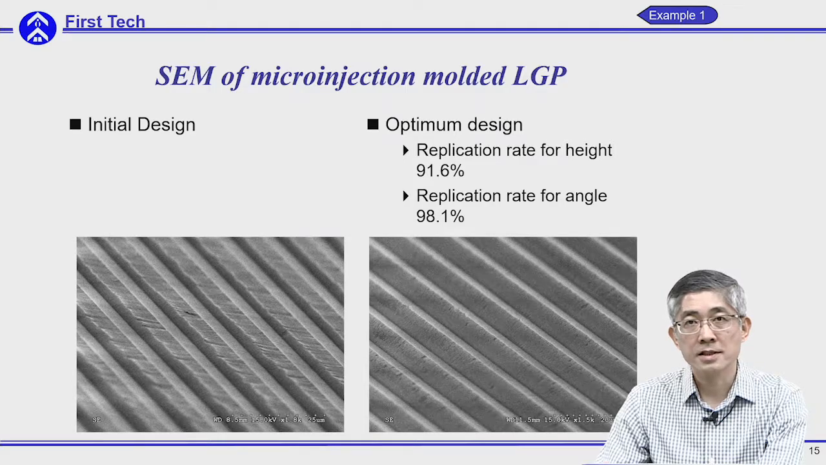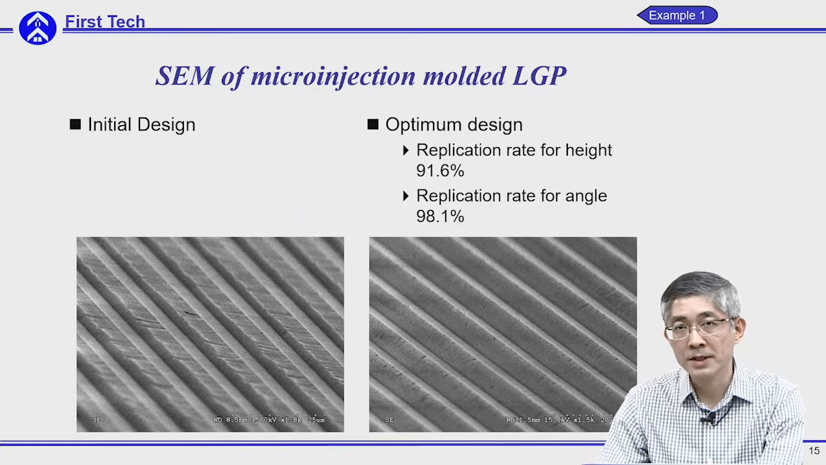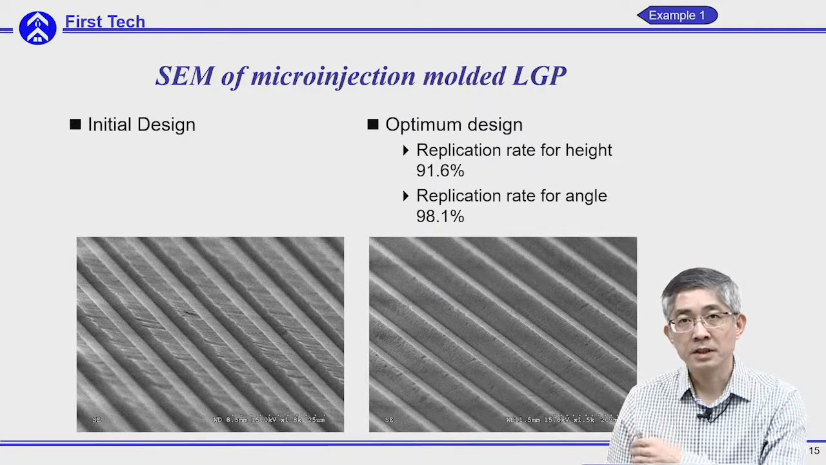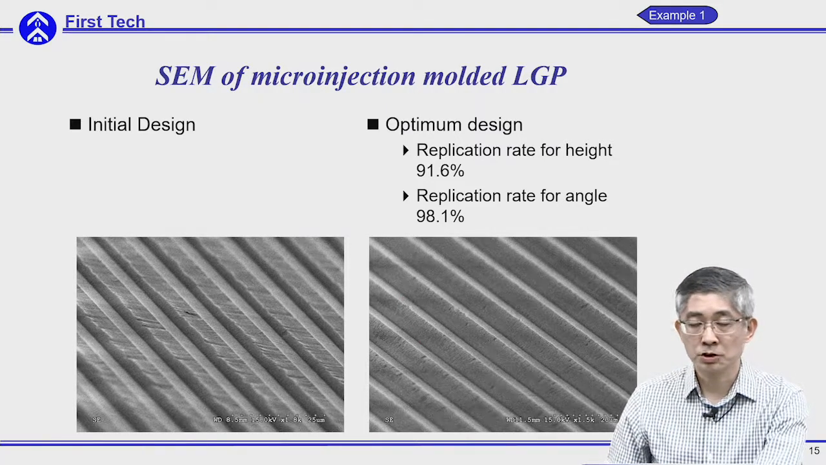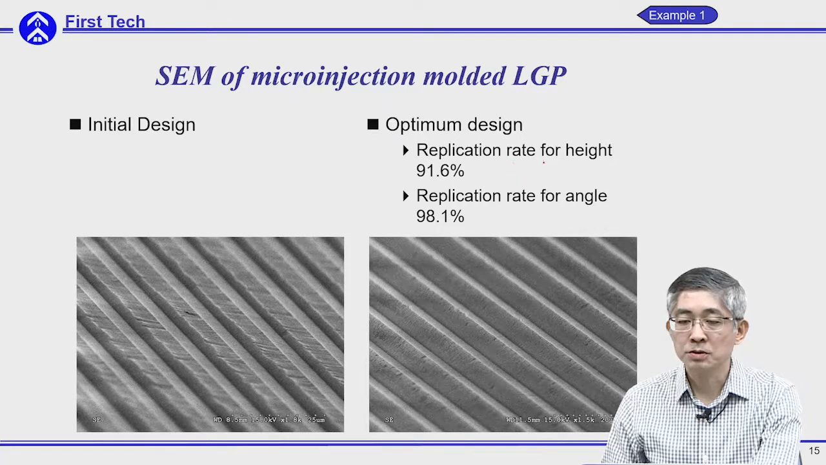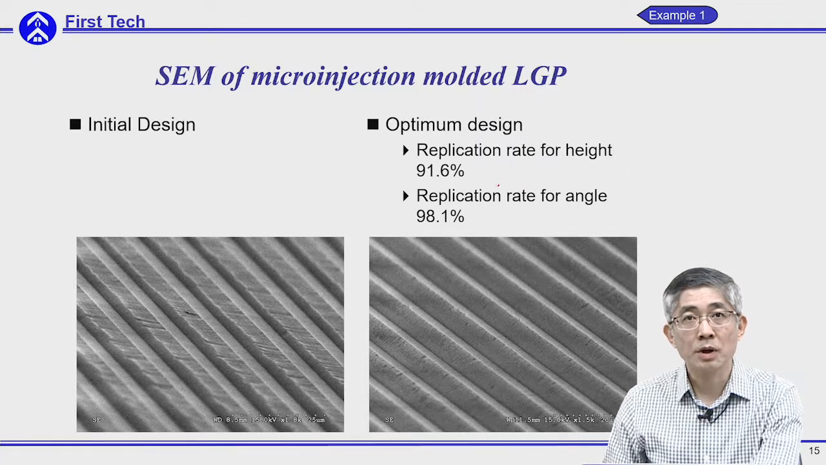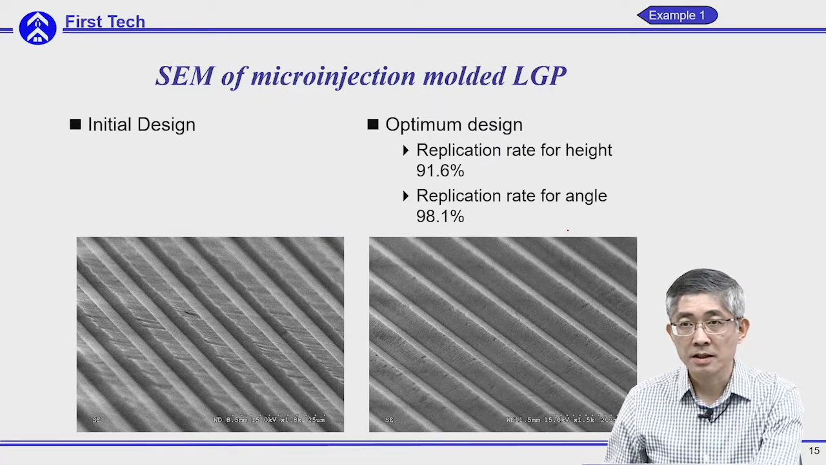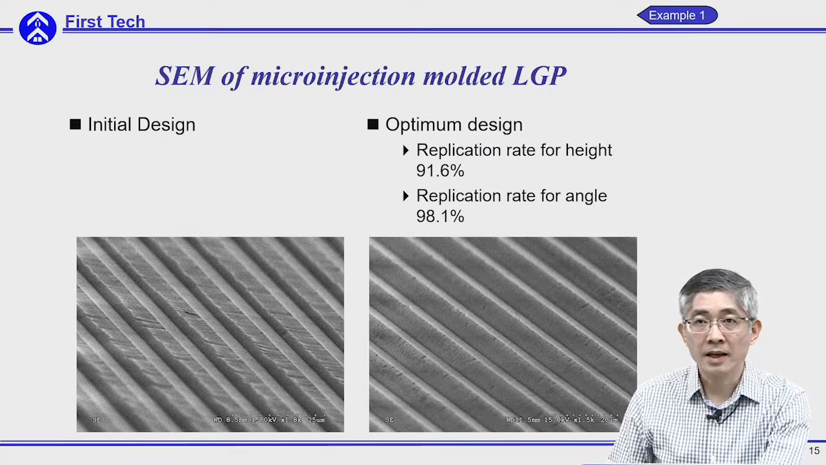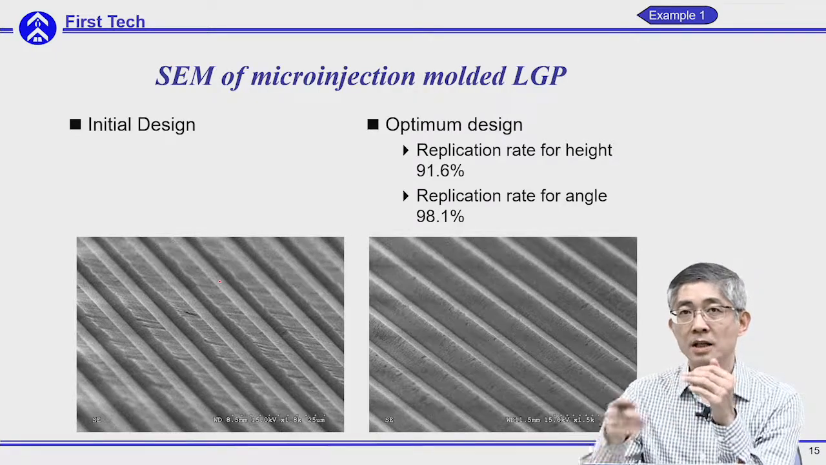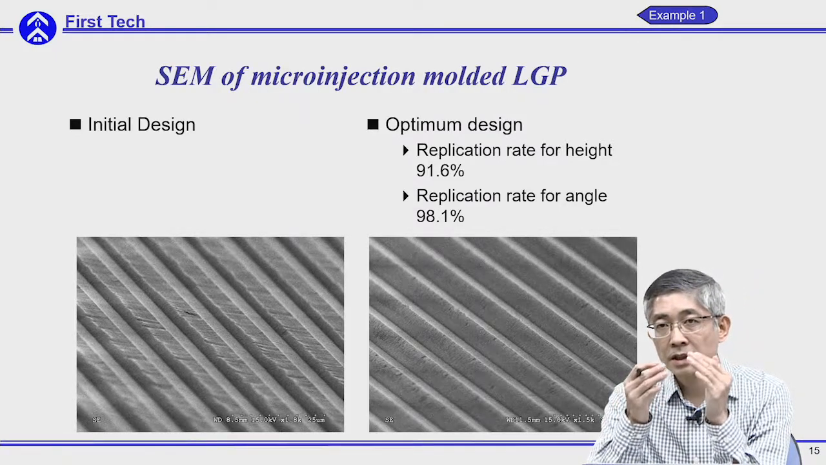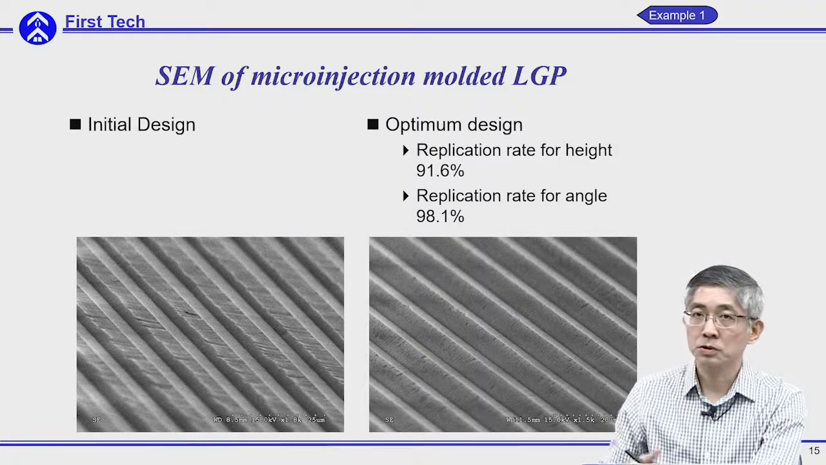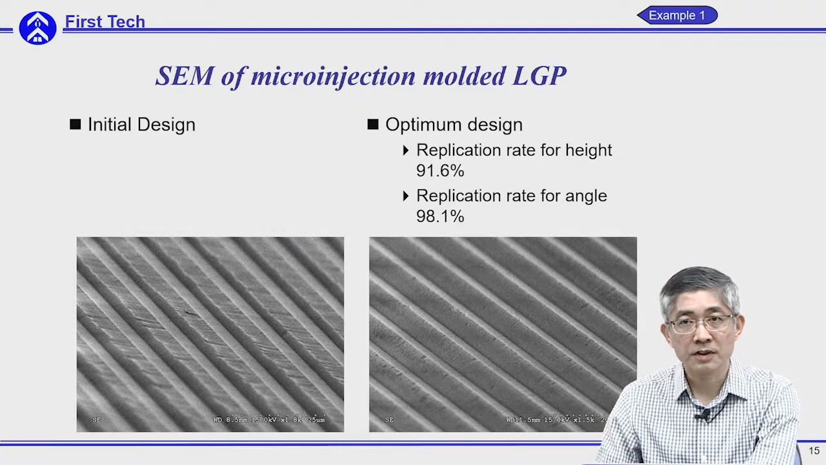And these are the SEM pictures for the optimum design and the initial design. The optimal design can perfectly replicate the V-cut features, and the replication rate for the height will be about 91.6%, and the angle will be 98.1%. Compared with the initial design, as you can see, there are some injection errors. The top of the V-cut is not filled up due to bad selection of the parameters.